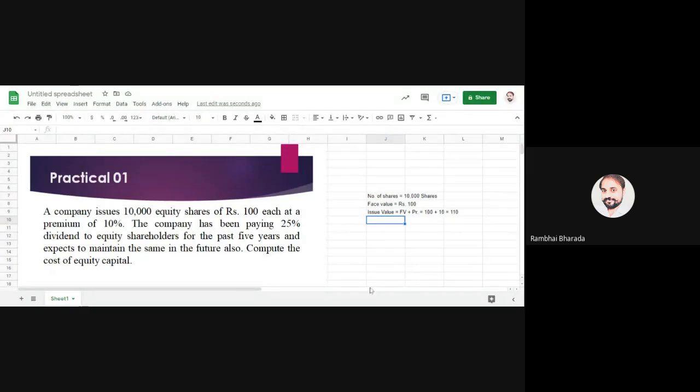Now, the dividend rate, how many percent is the company generally paying? That is 25%. This information is available with us. Are we clear about these four?